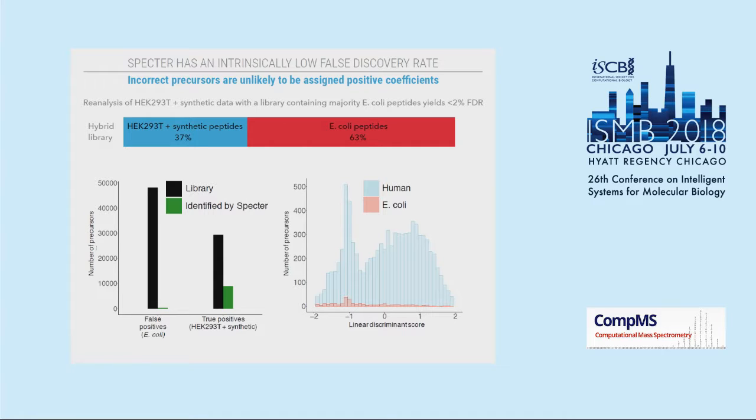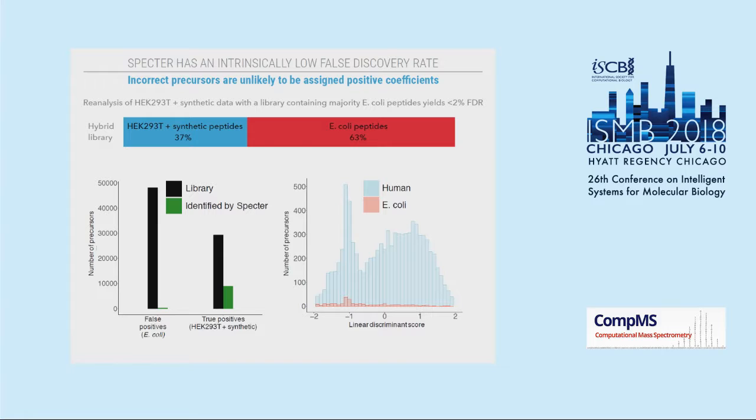And we assess this simply by taking an on-target library, which we'd used to analyze the previous data set, the spiked-in data set, taking that library and augmenting it with a whole bunch of false positives, a whole bunch of precursors which we knew were not there because they came from E. coli. And we simply reanalyzed the data using this much larger sort of hybrid library and found that Spectre essentially identified none of the E. coli precursors while identifying a substantial proportion of the significantly smaller on-target library.